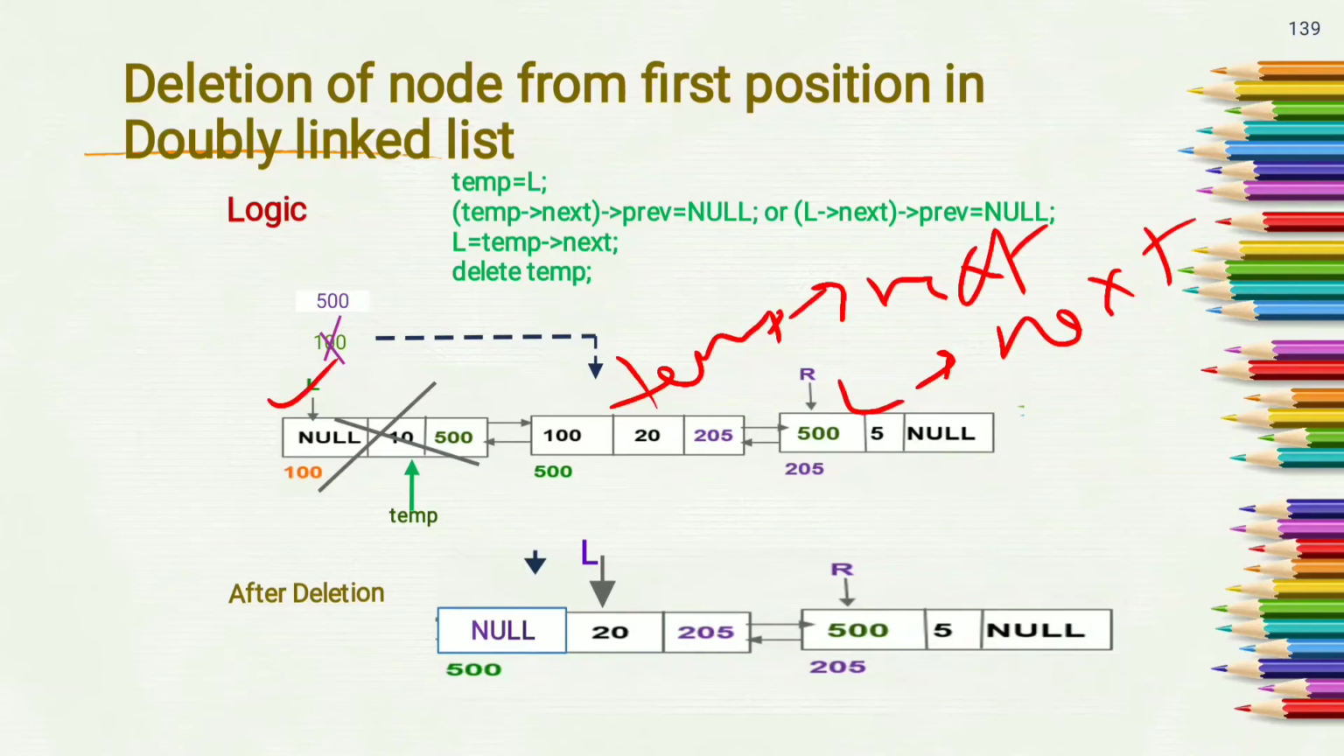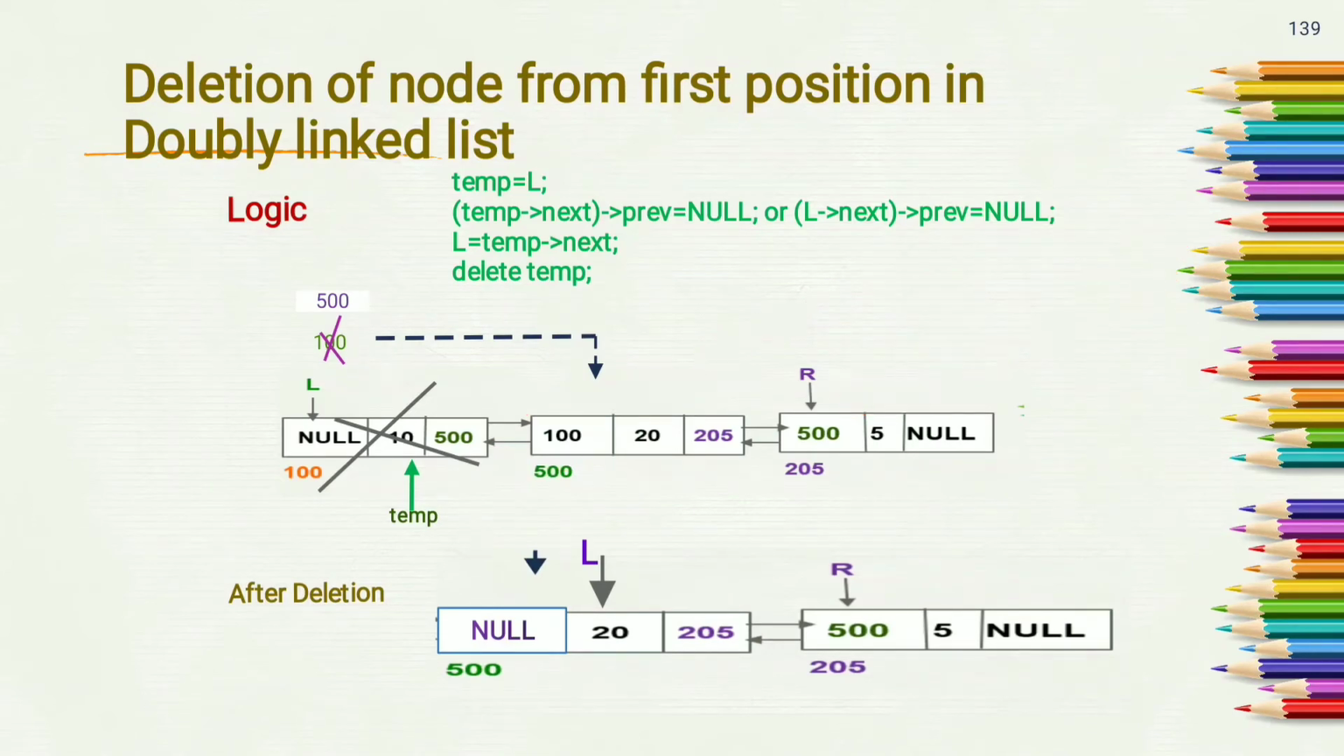because L is also pointing to the first node and temp is also pointing to it, and the link part of that node contains address of this node. So we can call this node as temp next or L next. So in previous pointer of temp next or L next we have to place null. So we have to write temp arrow next arrow previous equals to null, or we can write L arrow next arrow previous equals to null. Both these statements can store null into previous pointer of this node.